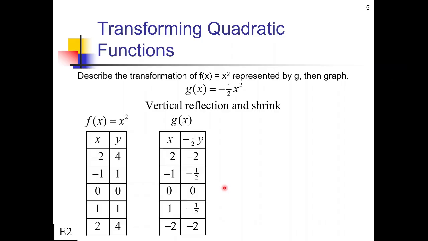One thing that is worth noting here, and you might have noticed this also when we did the absolute value transformations, is that this turnaround spot at 0, 0, because 0 is unaffected by multiplication, is unaffected by reflections and stretches and shrinks. It still stays in the same spot.